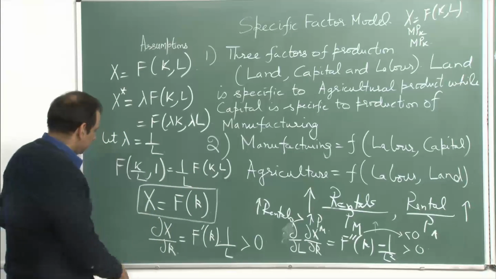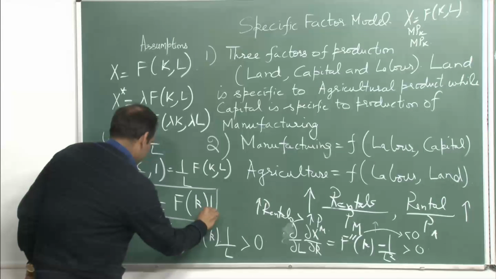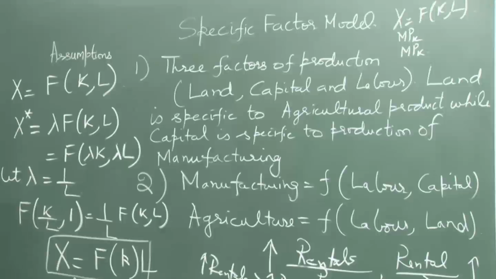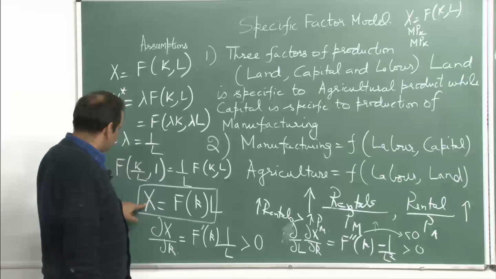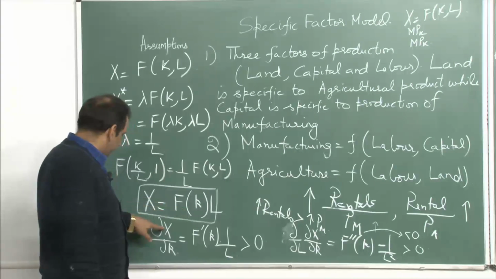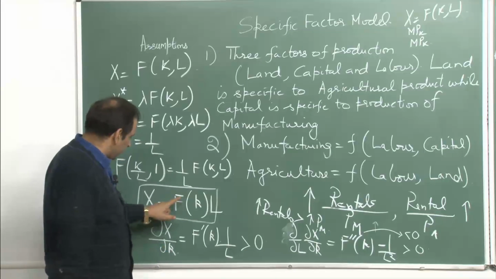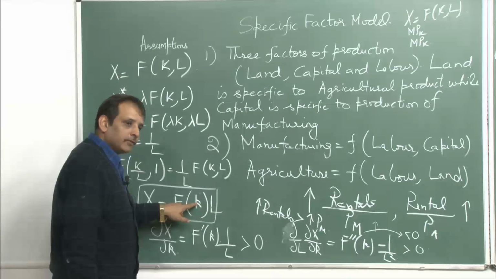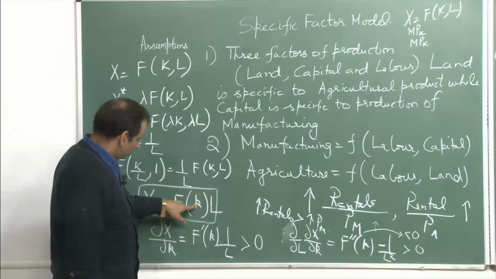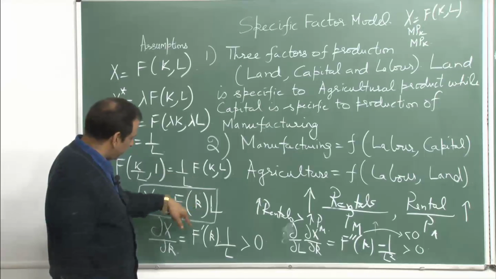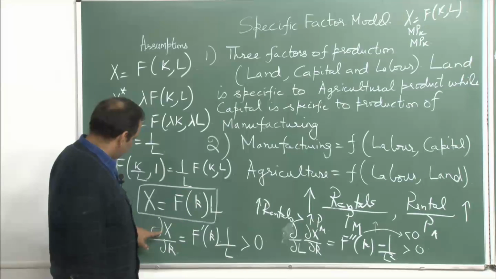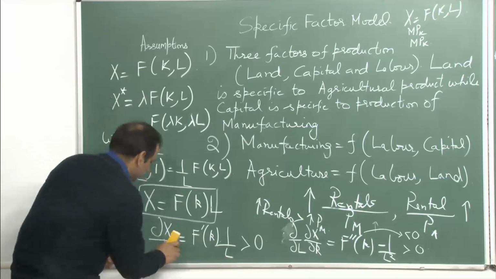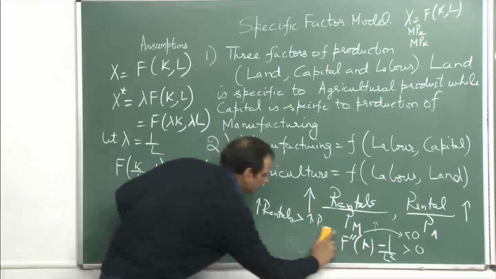Output x is L times f(k). Differentiate this with respect to K. So you get f dash of k, the derivative with respect to small k, where small k is K by L. Then if you differentiate it with K, or say, okay, one minute, let me change it a little bit.